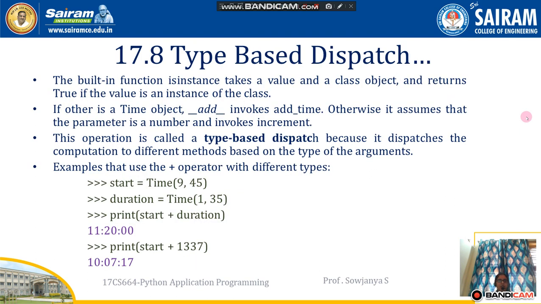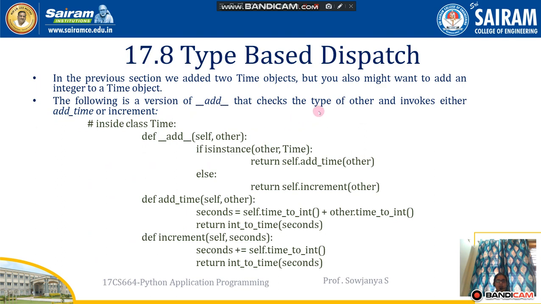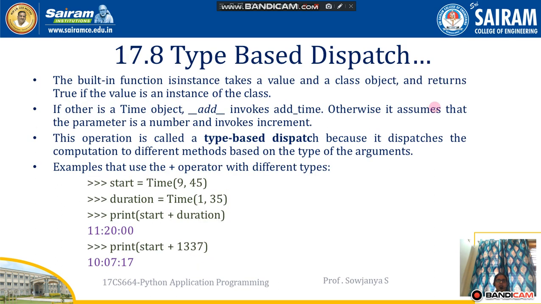Now the built-in function isinstance, which we discussed here, takes a value and a class object and returns True if the value is an instance of the class. If the other is a Time object, add will invoke add_time; otherwise it will assume the parameter is a number and invoke increment. This kind of operation is called type-based dispatch because it dispatches the computation to different methods based on the type of the arguments.